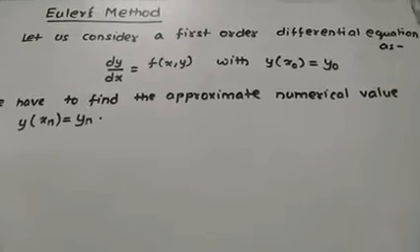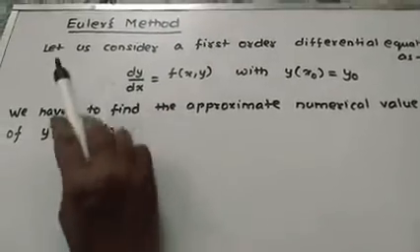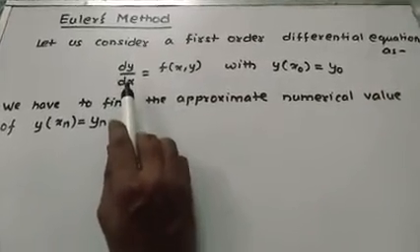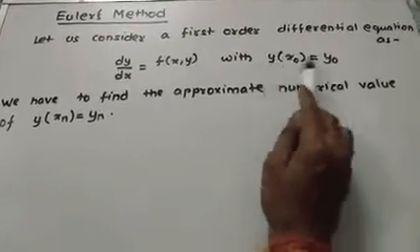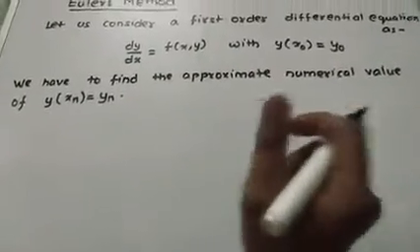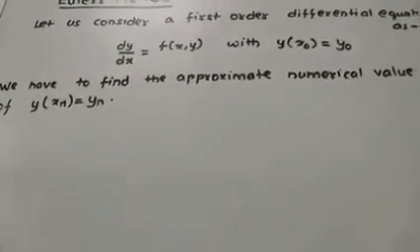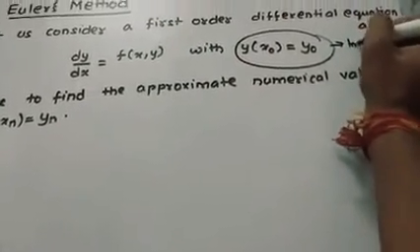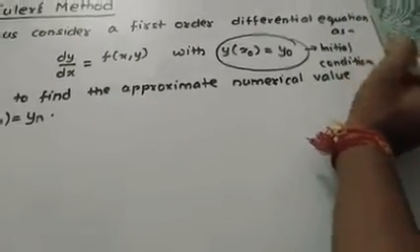Basically here in Euler method we have to solve this differential equation. So first of all we will write it this way. Let us consider a first order differential equation, as we have considered, dy by dx equals f of x, y. With this there is a condition. Always remember that whenever you are going to solve a particular differential equation, you are provided with a condition, and that condition is called your initial condition.